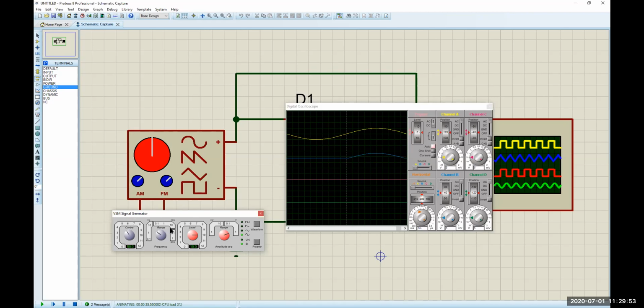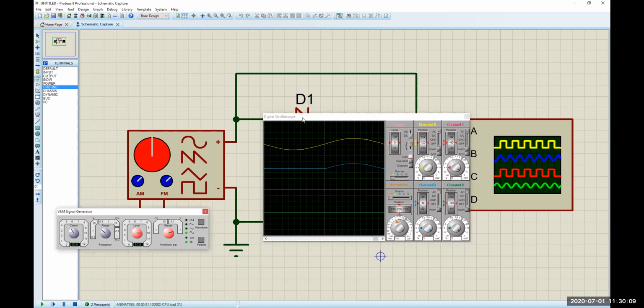Or you can take 100 hertz or 1000 hertz, no problem. 50 hertz. Let me give you 50 hertz. And I want sine wave. Here, if you click this, you can change the wave. Now, it's all set.